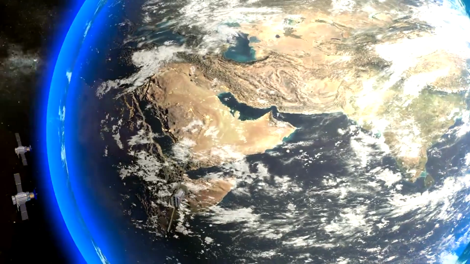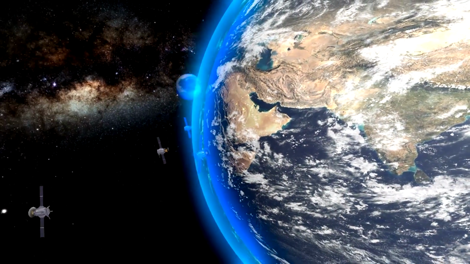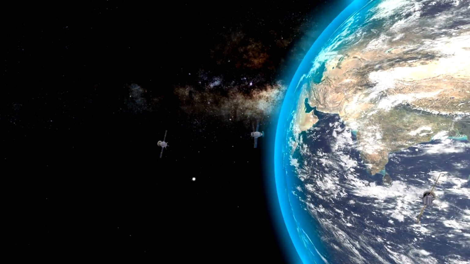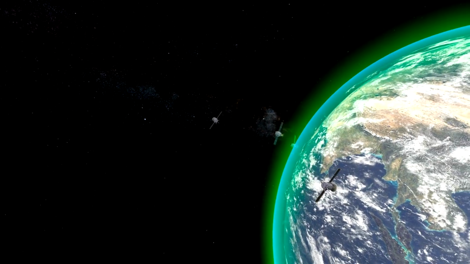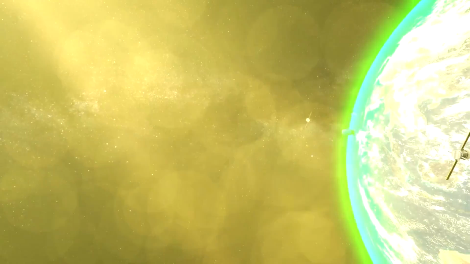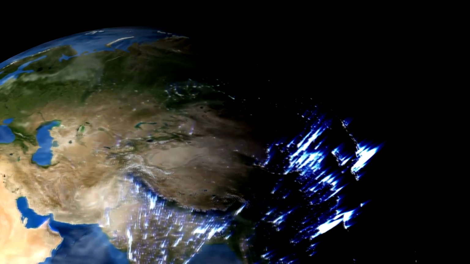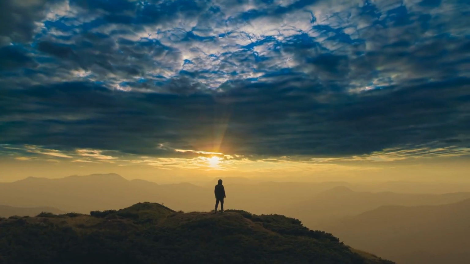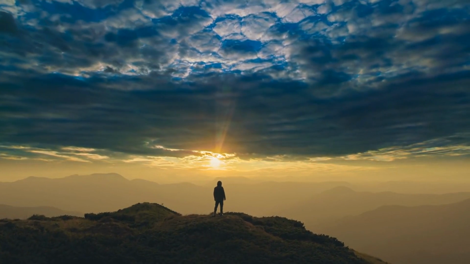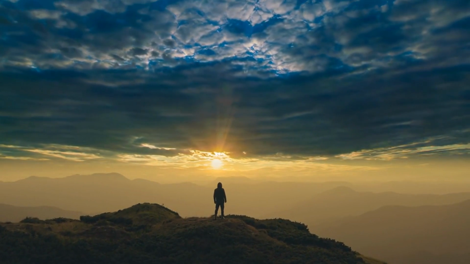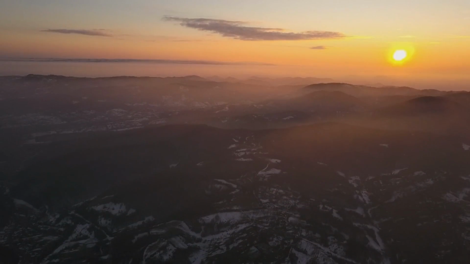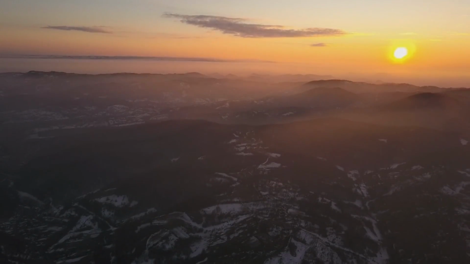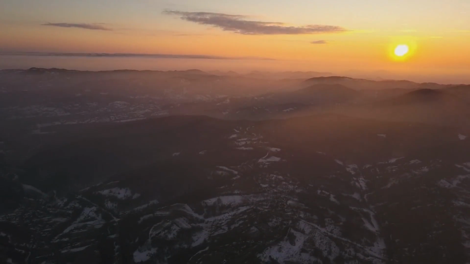The axial tilt, approximately 23.5 degrees, causes different parts of Earth to receive varying amounts of sunlight throughout the year, leading to seasonal variations in temperature and weather patterns. During the summer solstice, the hemisphere tilted towards the Sun experiences the longest day and the shortest night of the year. The Sun reaches its highest point in the sky, and the solar radiation is more direct, resulting in warmer temperatures. Conversely, the winter solstice marks the shortest day and the longest night in the tilted-away hemisphere.